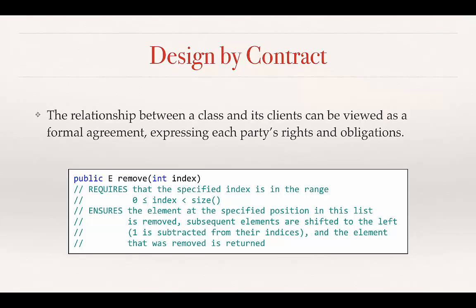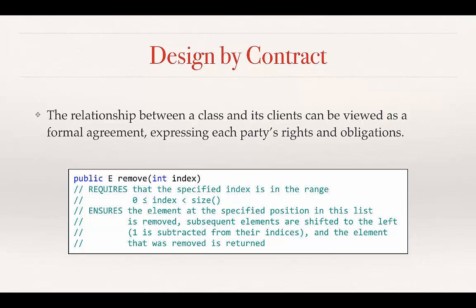For example, suppose I have a list class with a method named remove. The contract for the method has a precondition, indicated here by the requires clause, and it has a postcondition, indicated here by the ensures clause. The precondition says that there are certain things that have to be true before this method is called, namely that the index argument has to be within the specified range. Meanwhile, the postcondition tells you what the result of the method call will be, provided that the method was called appropriately. In other words, provided that the precondition was satisfied.